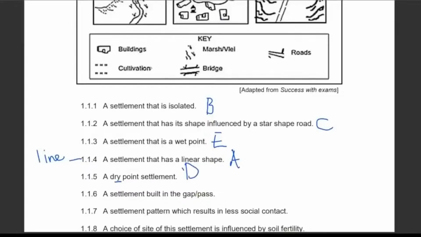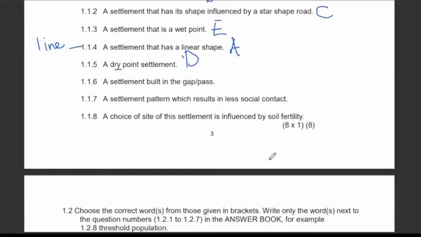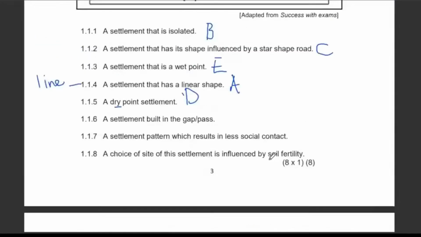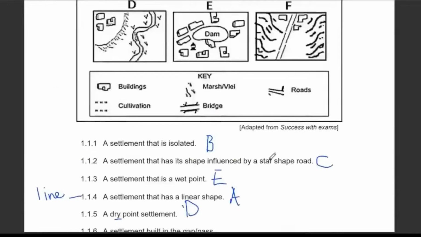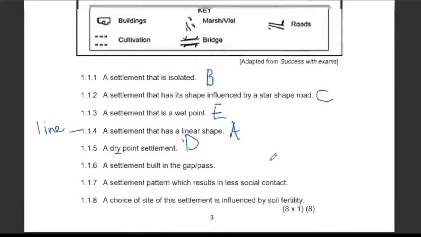Moving on to the next question. Settlement built in the gap or pass. A gap or a pass, that is a passage in between a high-lying area, for example, a mountain pass. Right. Which settlement is that one? That is number 1.16.